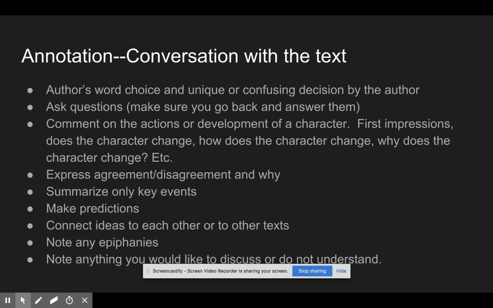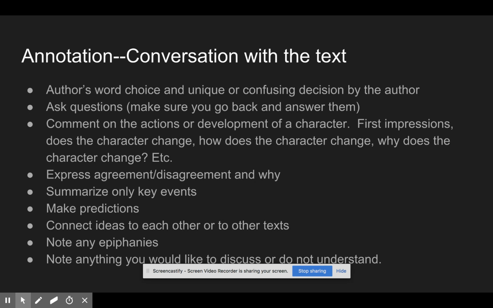So things to note, especially in fiction, are the author's word choice and unique or confusing decisions by the author. The reason you want to note that is because authors make deliberate choices. And so if they're doing it, it's important for us to note it and to think about why and what it adds to the story.